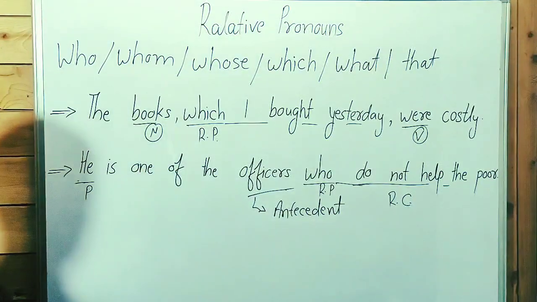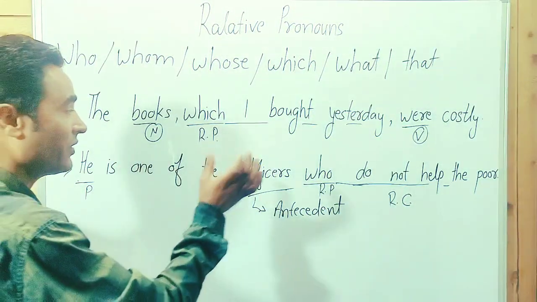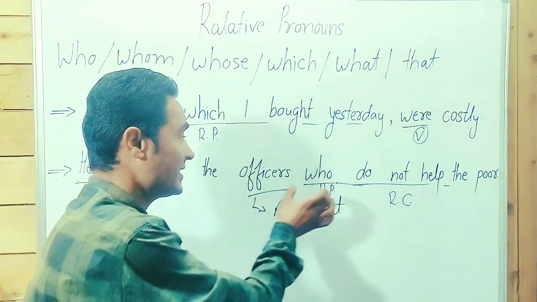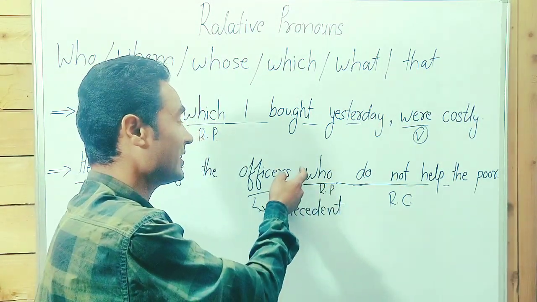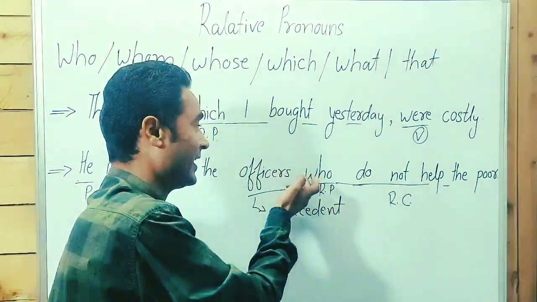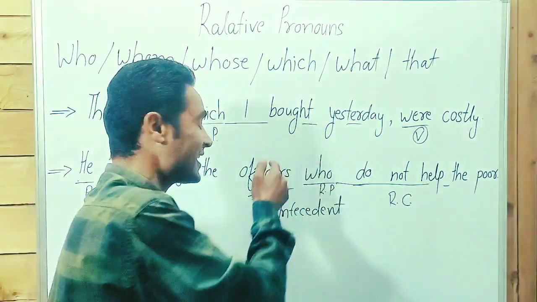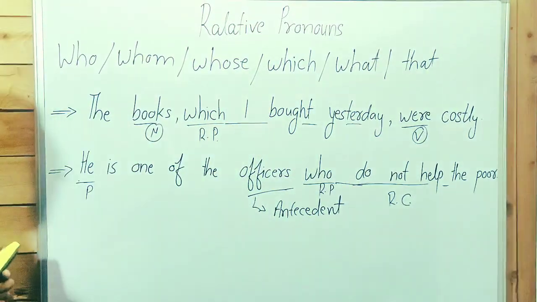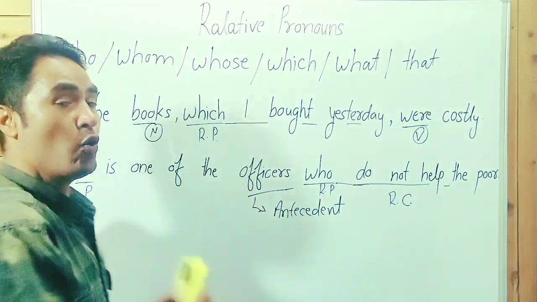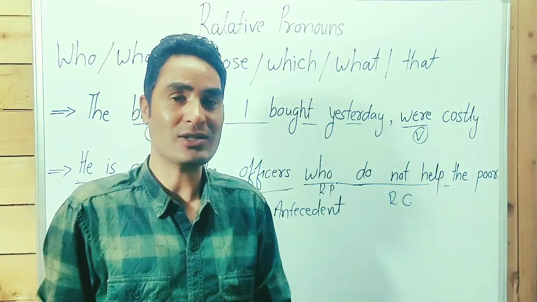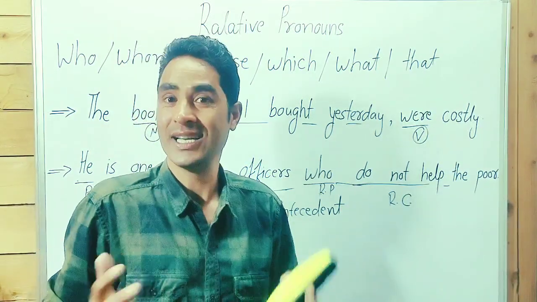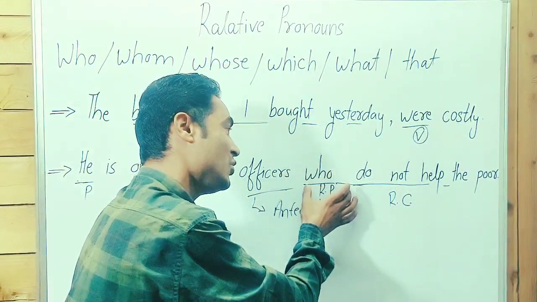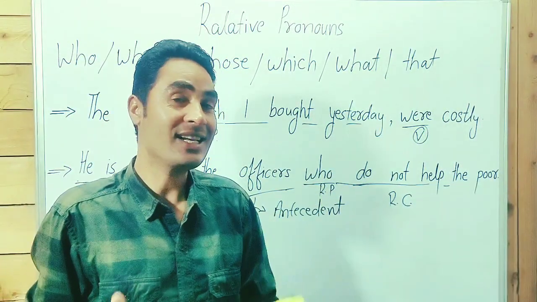Okay, he is one of the officers who do not help the poor. Who here is a relative pronoun because it tells us something about the antecedent. It gives us extra information about the antecedent, about officers, about a noun. Who are you to ask a question? Who are you? Who was she? Who is he? In this case, who is used as an interrogative pronoun.